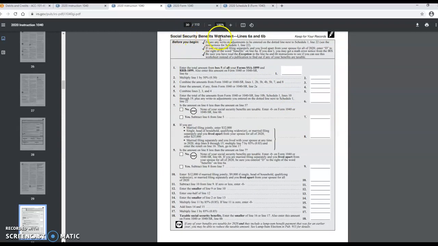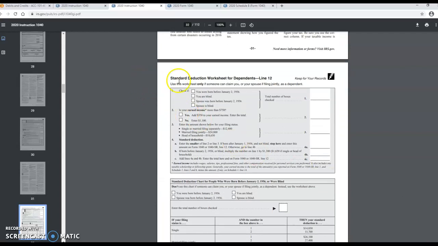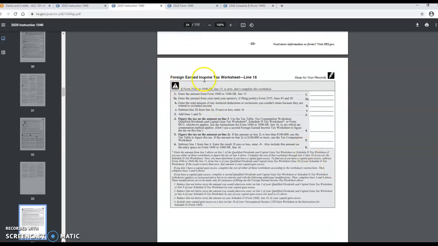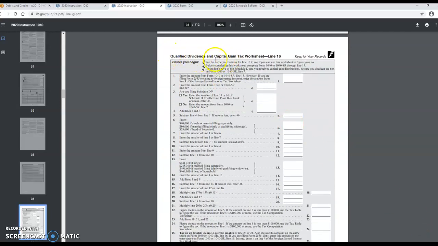Here's a Social Security benefits worksheet. Okay, that's not what we want. Here's a standard deduction worksheet. No. Foreign earned income tax worksheet. No. Here we go. Qualified dividends and capital gain tax worksheet.